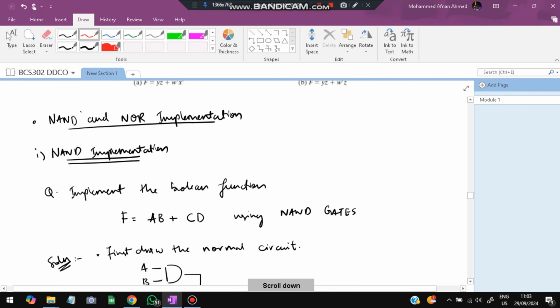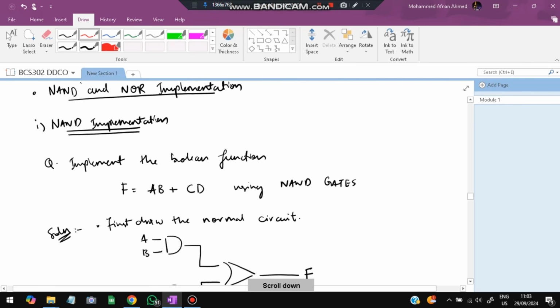Next topic we have is the NAND and NOR implementation. NAND gate, you remember, right? The opposite of AND gate, and the opposite of OR gate is the NOR gate. So we have the NAND implementation here. We have to implement the Boolean function f equal to ab plus cd using the NAND gates. We have to use the NAND gates to implement the following equation, ab plus cd.